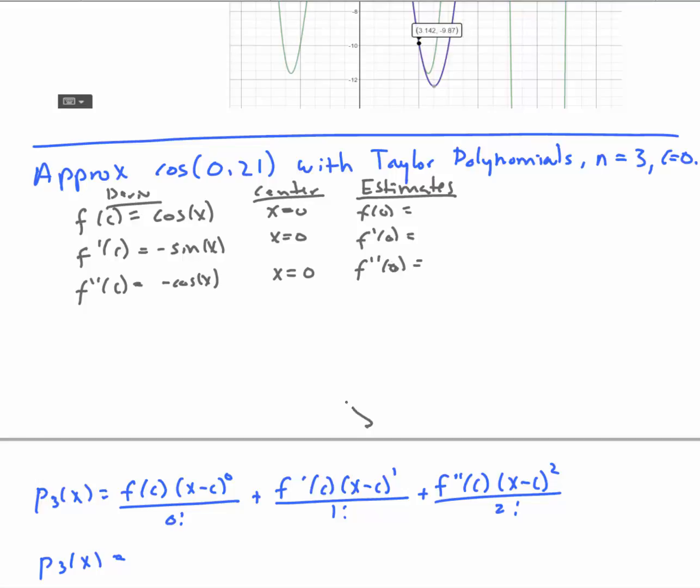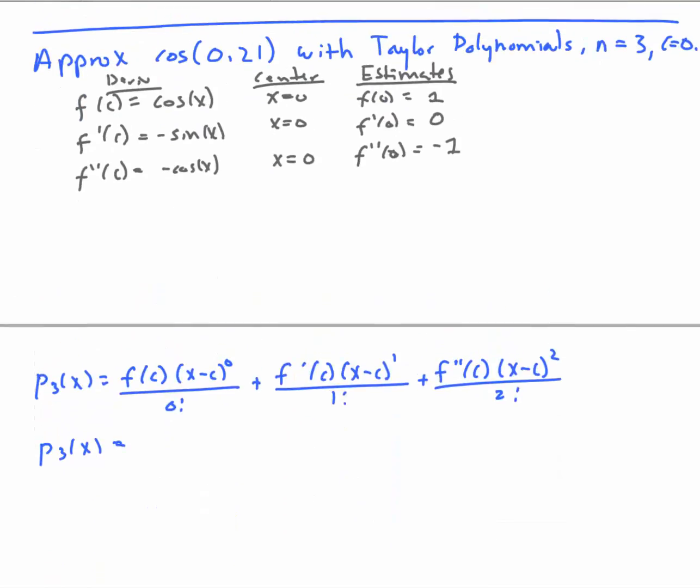Now these are pretty easy. Cosine of 0 is 1. Negative sine of 0 would be 0. And negative cosine of 0 would be a negative 1. Now if it's anything more than a term or two, I would expect that you'd show your work. So let's use these to plug in down here.